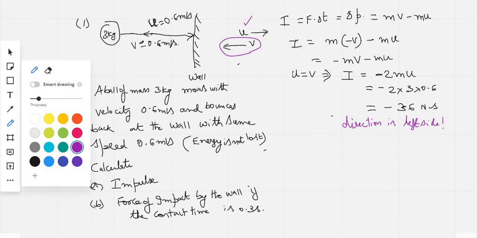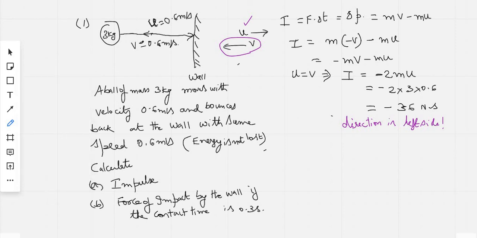Now the next problem, you need to find the force of impact. See, the contact time is 0.3 seconds. So the moment the ball hits the wall, it doesn't come back immediately. If you think in a slow motion view, the ball is going towards the wall. At the moment it hits the wall, it is in contact with the wall for some time and it bounces back. So the impulse formula, we know that force into delta t equal to delta p, and the delta p value we already got, which is 3.6 Newton second.